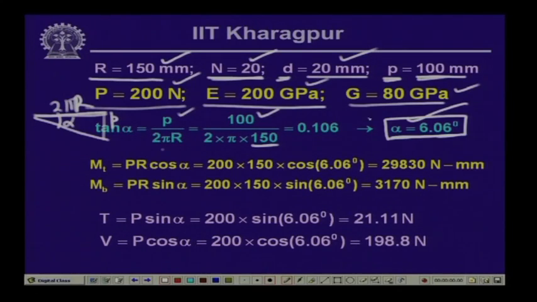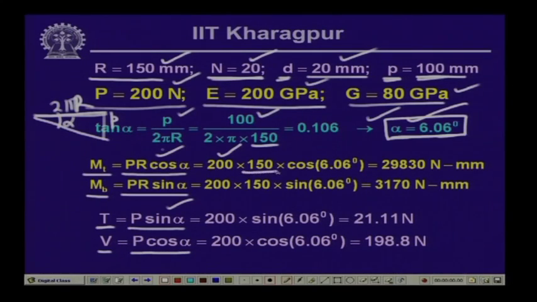Now, once we know the value of alpha, then we can compute the four force components that will be acting in the spring, which is twisting moment M_t equals P R cos alpha, which we have seen already. The bending moment M_b equals P R sin alpha. The axial tensile force that will be acting in the spring wire is equal to P sin alpha, and the transverse shear V is equal to P cos alpha.